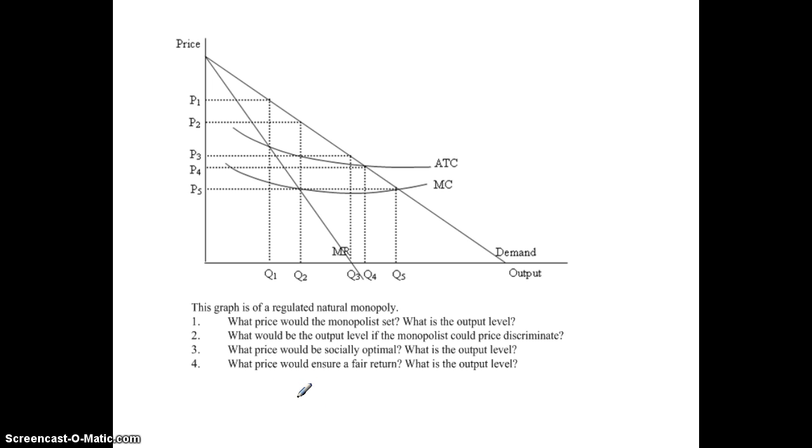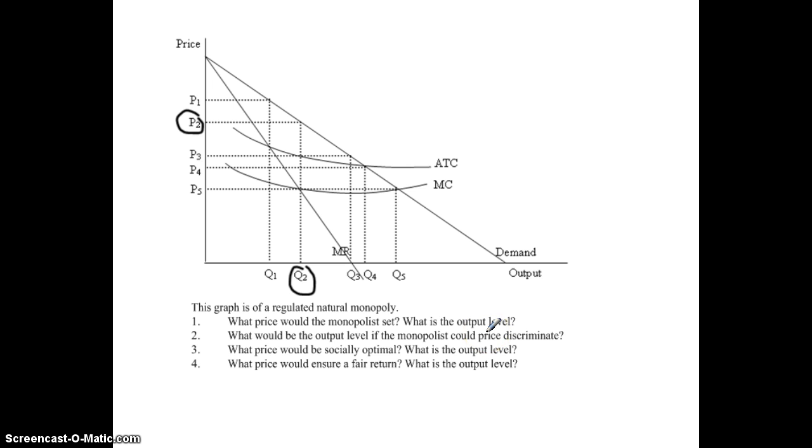If you look at this sample problem, it gives you a little bit of practice. You should be able to look for what price the monopolist would set. The monopolist would choose to produce Q2 units of output, but they would go up to the demand curve and charge P2. So Q2 units of output, price of P2.